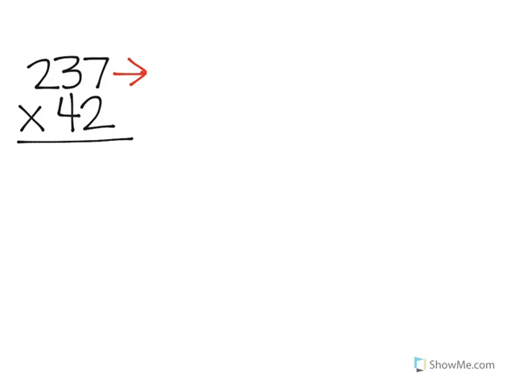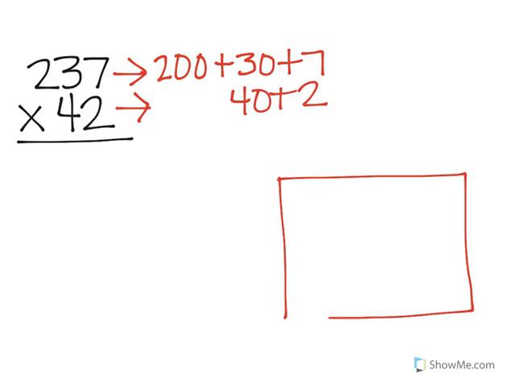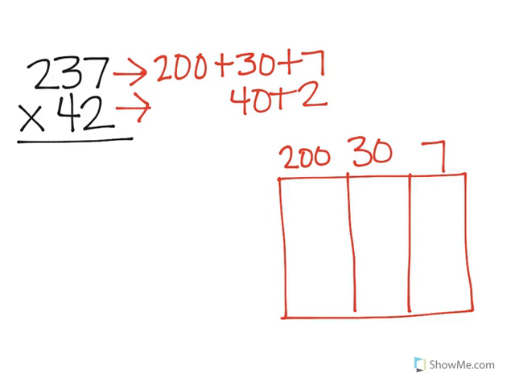So 237 becomes 200 plus 30 plus 7. And 42 becomes 40 plus 2. So I'm going to make my nice little box. I get 200, 30, and 7. And then I get 40 and 2. Okay, I'm going to go through this pretty quickly.